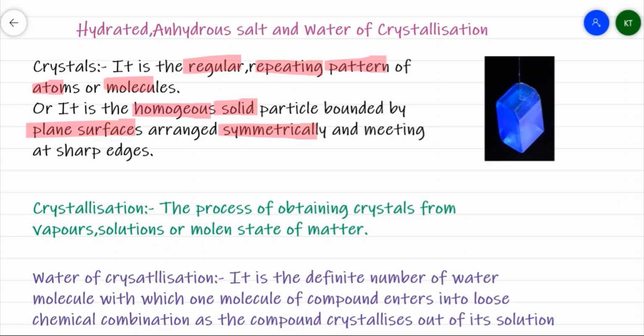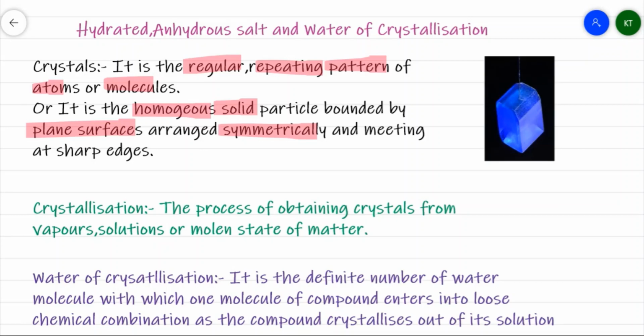Here I have given you one picture of a copper sulfate crystal. If you observe, it has sharp plane edges, it is symmetrical in shape, and homogeneous throughout. That is called a crystal.